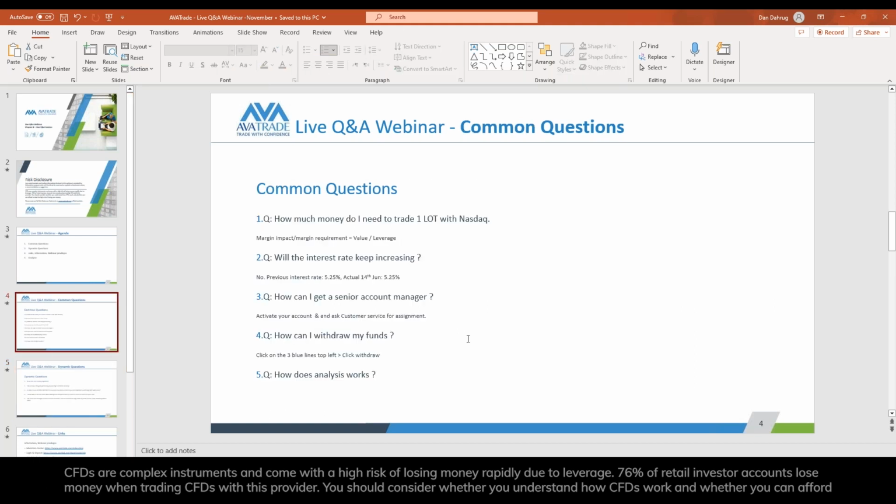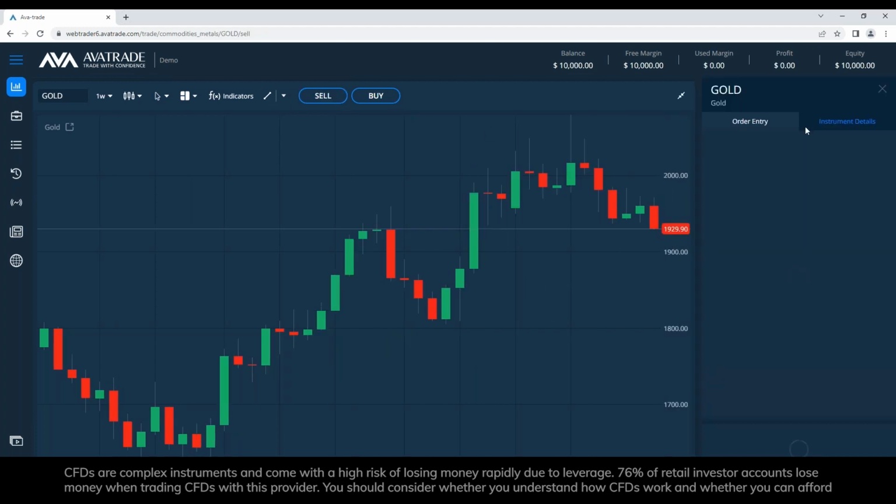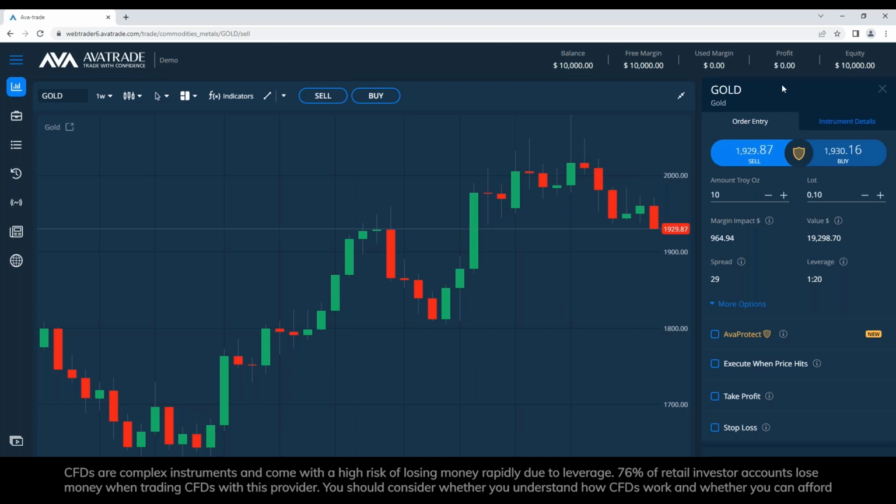Okay, so we're not done. This is the most crucial part. Analysis, how does that work? So we're looking at, that's not what we chose. What we chose was gold. You noticed that there was corn here. I must click sell or buy to put the sidebar. Remember that, that's very important.